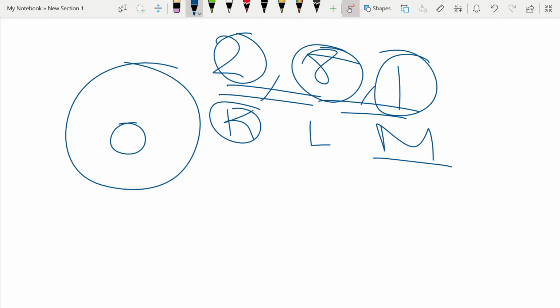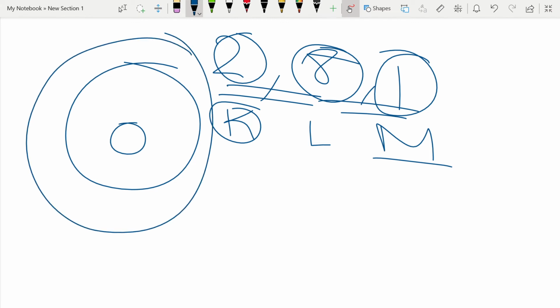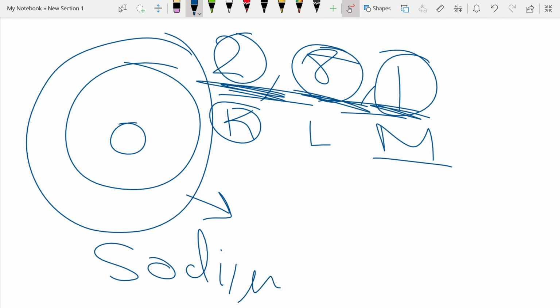So you want full shells before you move on to the other one, because the atom can only give away electrons or get electrons from the outer shell. It can't go from the inner shell, okay? So, we have got 2, 8, 1. Now, what is the valency of sodium? Sodium actually has an aim of giving its one away.